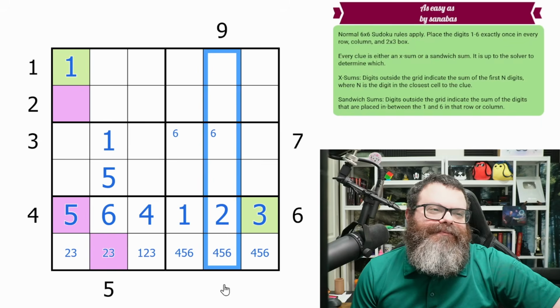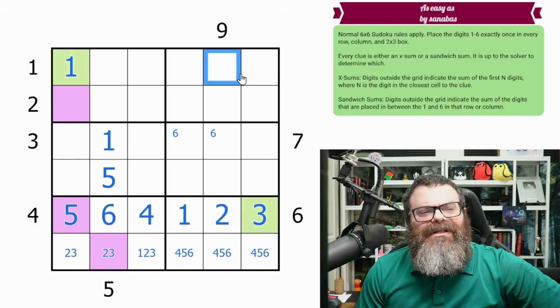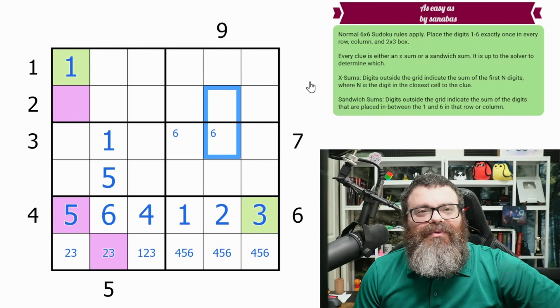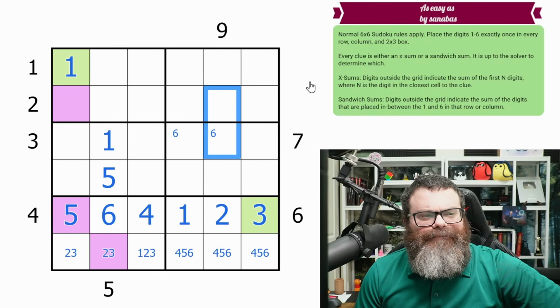We have this 9 here. If we did the 9, it would be 9 and 3, and we'd have to do 3, and then these two would add to 6. It would be 3, 1, 5.